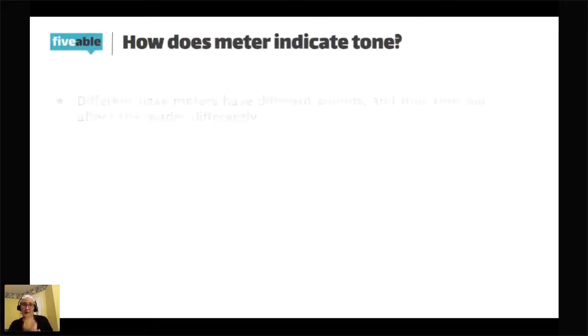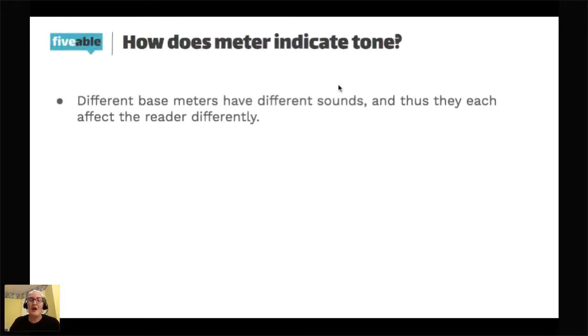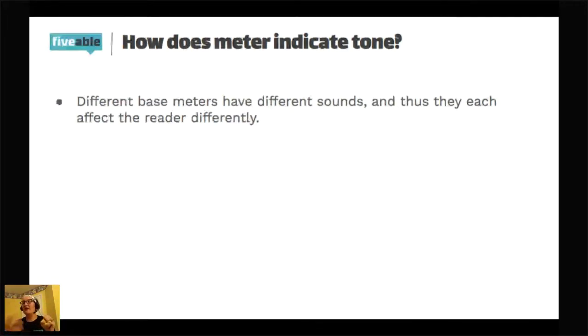So different base meters. Those are all base meters. And by the way, just in case you don't know, those are the feet. If you hear pentameter, tetrameter, hexameter, all that, that's just referring to the number of times those feet appear. So pentameter means it appears 5 times in a line. Trimeter means 3 times in a line.